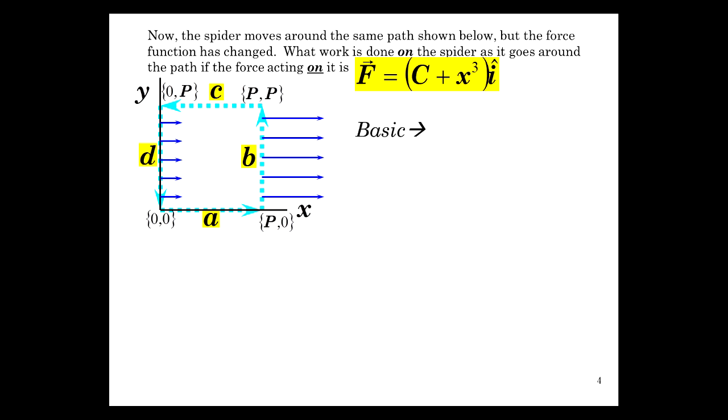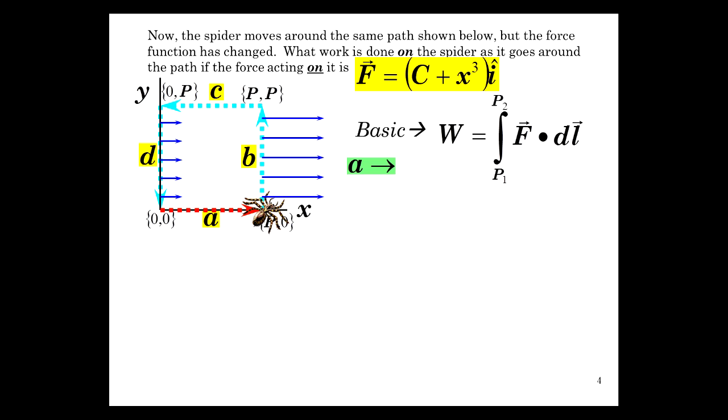At any point in space, that vector points in the I direction, and its value increases as we progress in the x direction. So the basic idea: work is the integral from P1 to P2 of F dot dl. Let's do path A. There it is, the spider going along A.